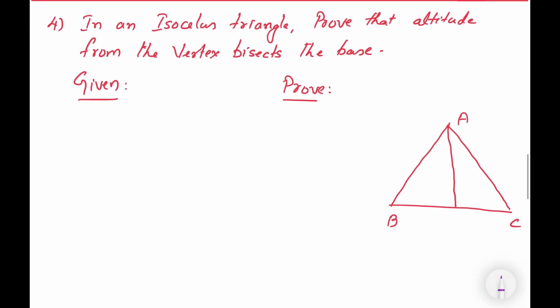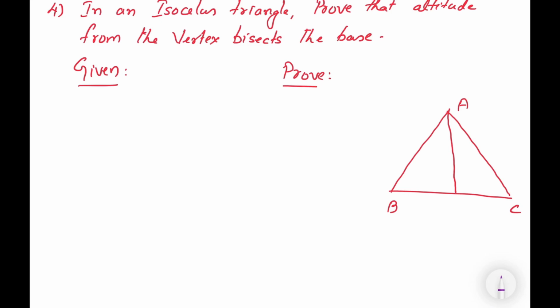Now the next question. In an isosceles triangle, prove that the altitude from the vertex bisects the base. So isosceles triangle means immediately you should take AB equal to AC. Sometimes they just give the sentence. Now you have to write what is given. Sometimes they will give you AB equal to AC, then you can straight away write. So in an isosceles triangle, two sides are equal, so AB equal to AC. Now prove that the altitude from the vertex bisects the base.